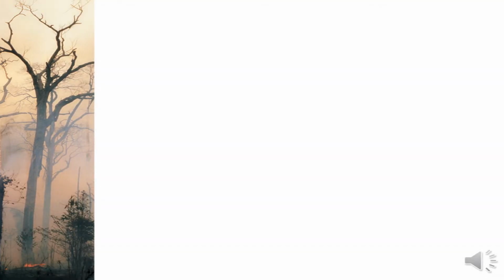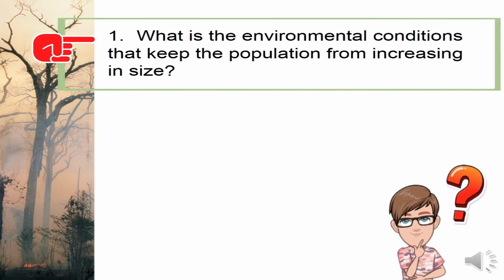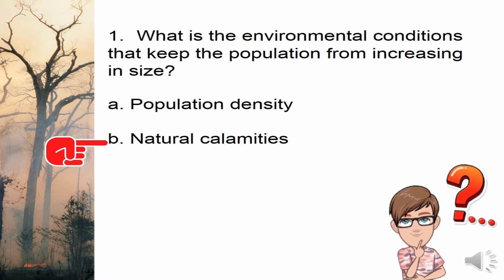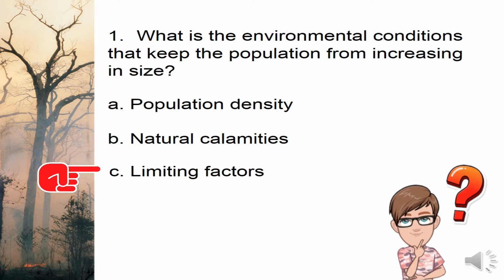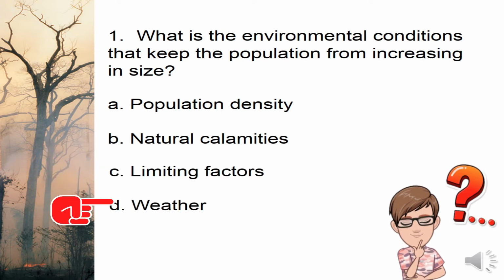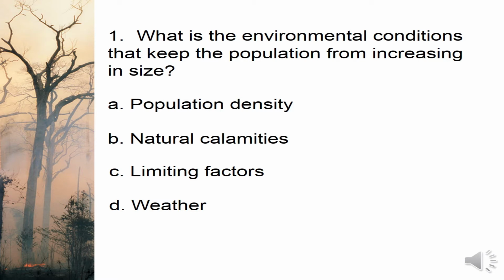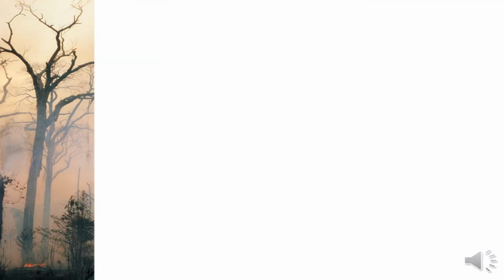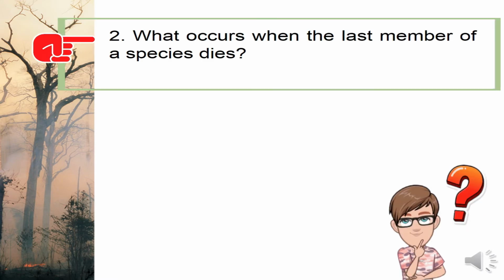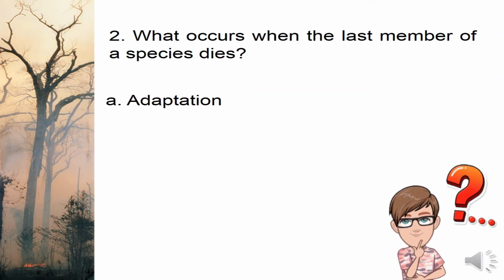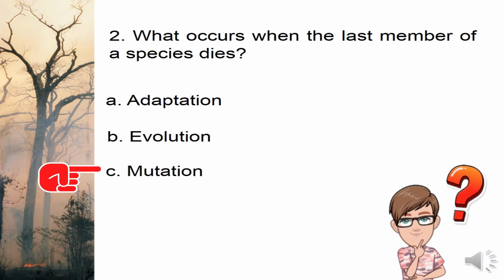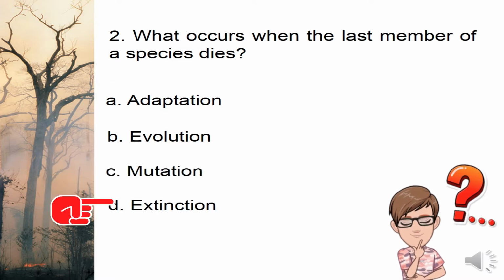1. What is the environmental conditions that keep the population from increasing in size? A. Population density. B. Natural calamities. C. Limiting factors. D. Weather. Two. What occurs when the last member of a species dies? A. Adaptation. B. Evolution. C. Mutation. D. Extinction.